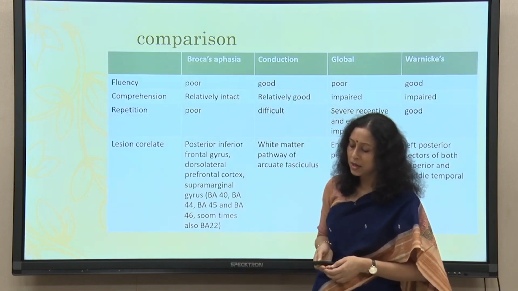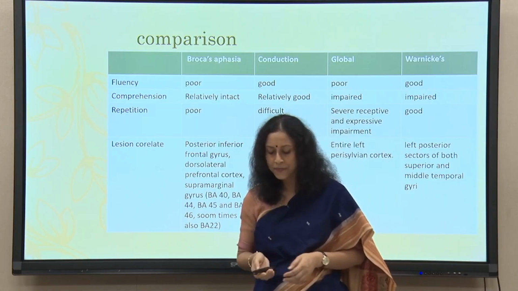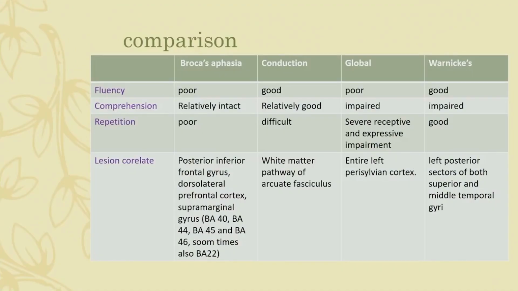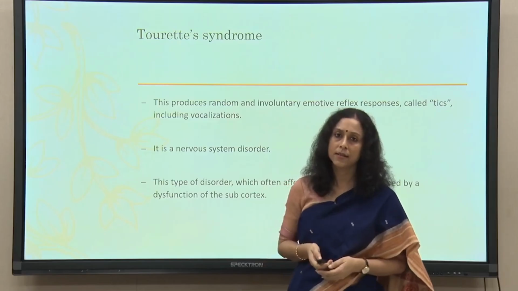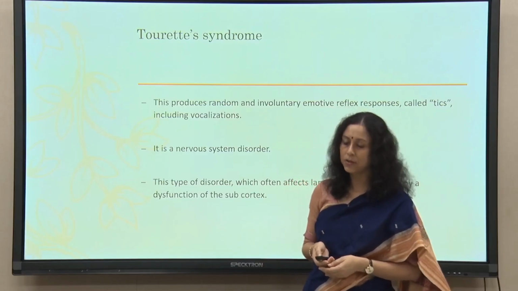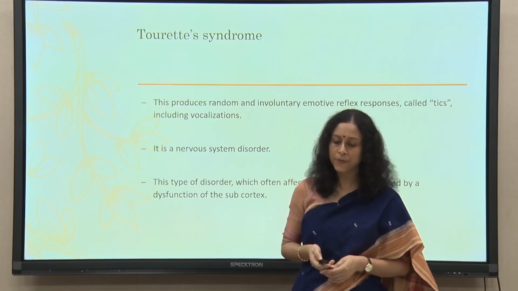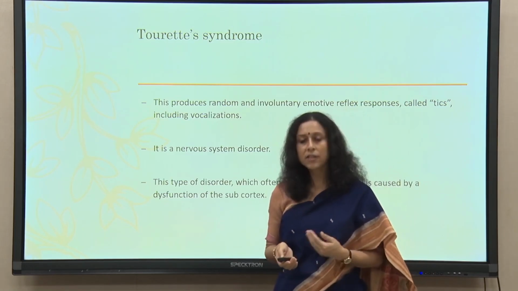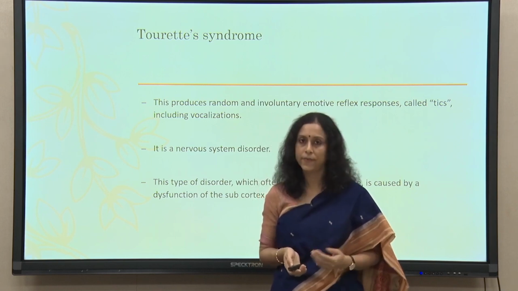So, this is a comparison across the four types, and you can see them on various kinds of tasks like fluency, comprehension, repetition and their neural correlates. There is also yet another kind of syndrome that affects language function in people, which is called Tourette's syndrome. Tourette's syndrome is a nervous system disorder which also affects language.